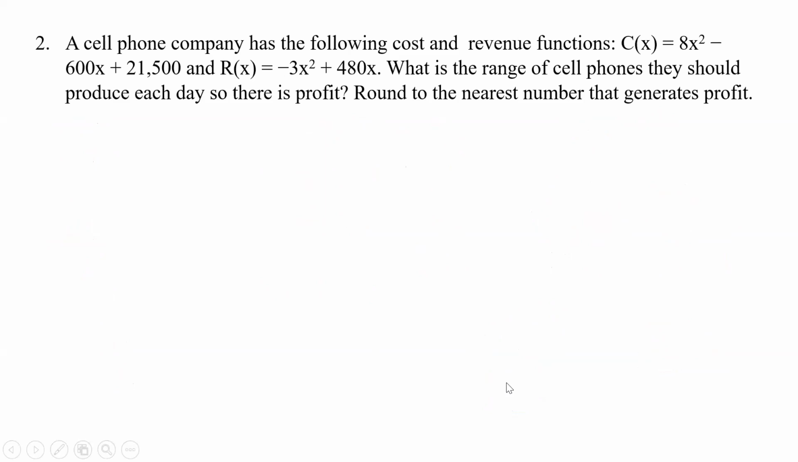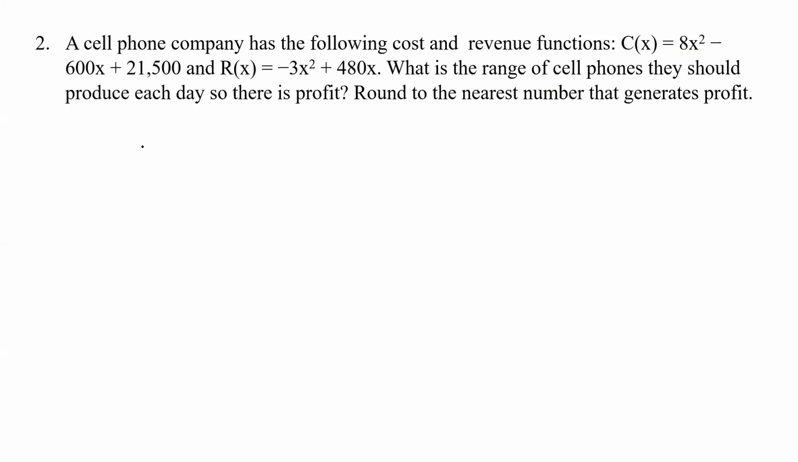What about the next one? Again, I wasn't sure if I would need more space. So here it says a cell phone company has the following cost and revenue functions. So we've looked at cost functions and revenue functions. This one is C equals 8x squared minus 600x plus 21,500. And R is minus 3x squared plus 480x. What it wants to know is, what is the range of cell phones they should produce each day so there is a profit? And round to the nearest number that generates profit.